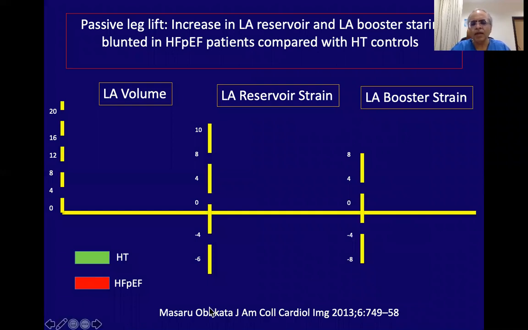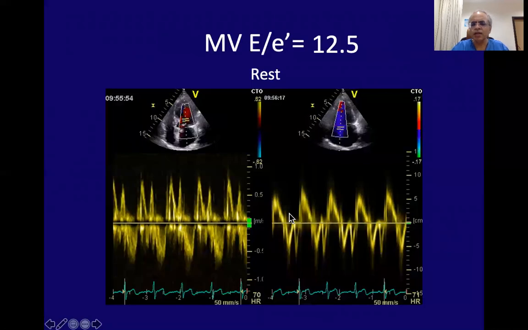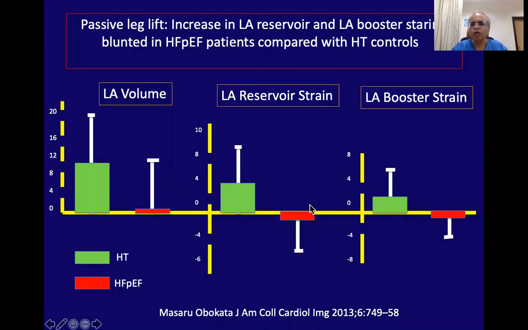Now long back the Japanese investigators have shown that patients with hypertension on passive leg raise show increase in the LA volume, increase in the LA reservoir strain, and increase in the LA booster strain, while those patients with HFpEF do not show any increment in the LA volume or in the LA reservoir strain or LA booster strain.